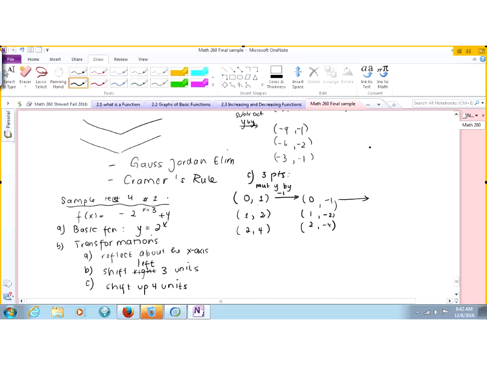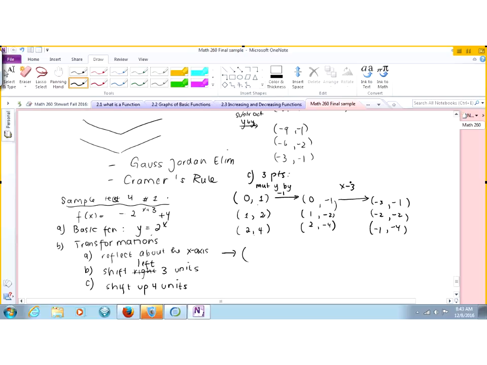Now, shift left 3 units. What do you do if you shift left 3 units? Which one, x or y? Yes. So x minus 3, then we have -3, -2, -1, and then -1, -2, -4.